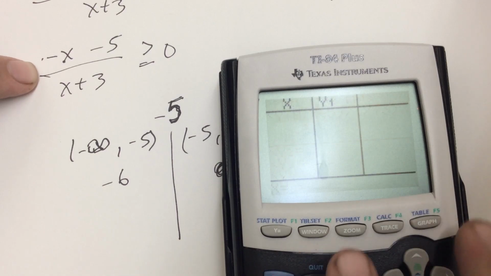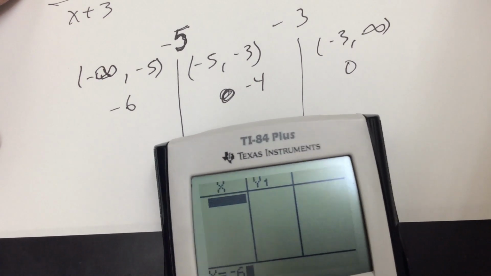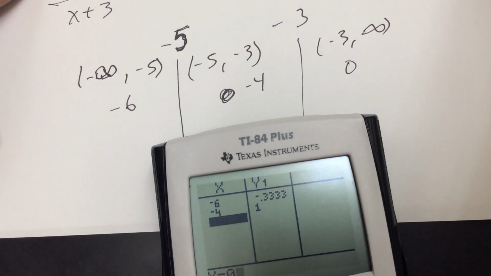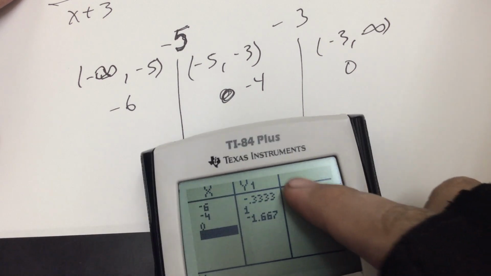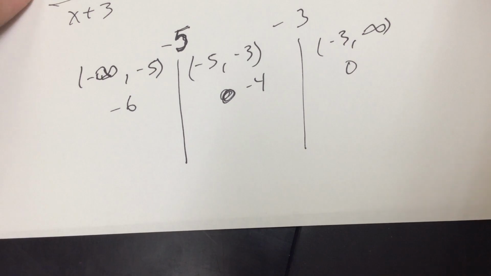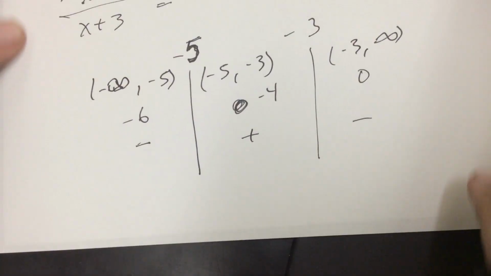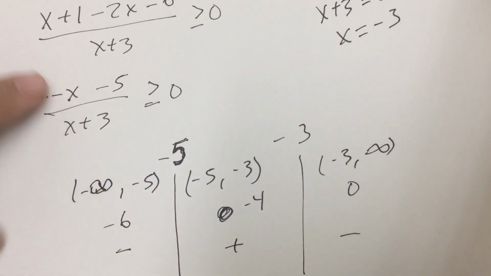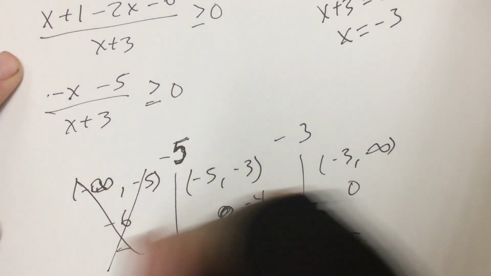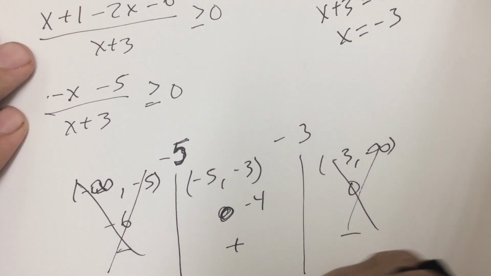So then we can go second table, go to our graph here. We're going to put in those test values of negative 6, negative 4, and 0. So we go negative, positive, negative with our numbers. Now, if we go up here just a little bit, we want to be greater than or equal to 0. So we're looking for the positives. So this one's out, this one's out. So negative 5 to negative 3.